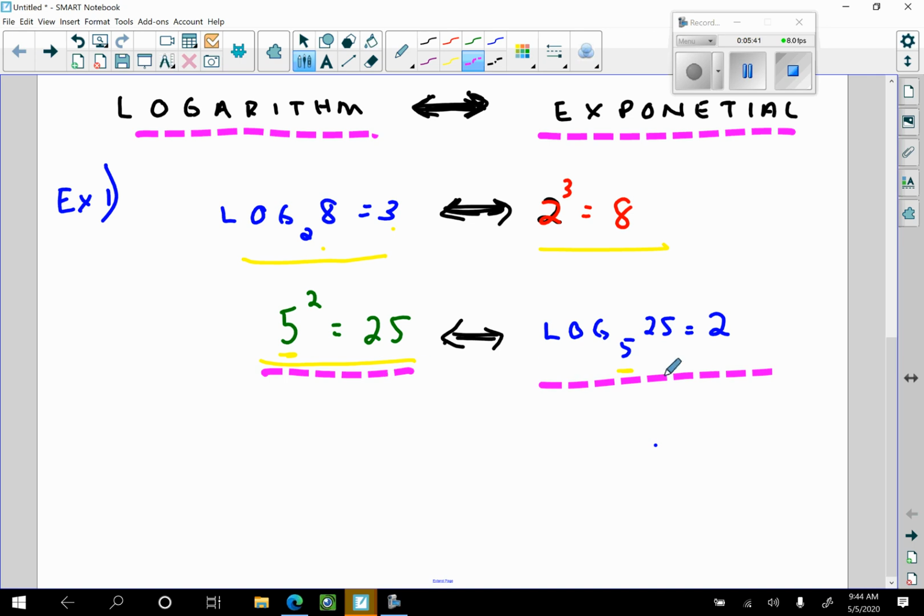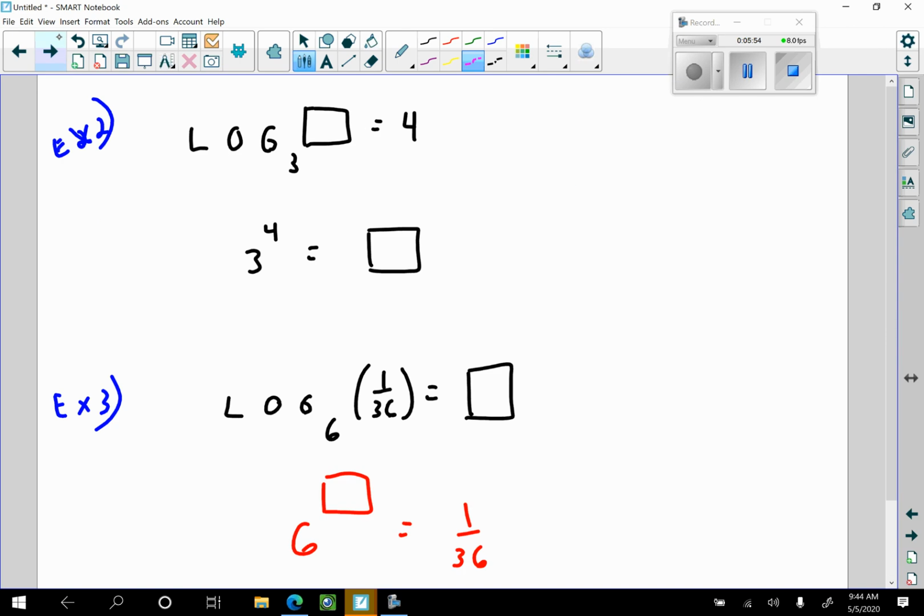Logarithmic into the exponential, the exponential into the logarithm. They go both ways. Okay, let's go to, I think that was example 2, but I think I forgot to label that.